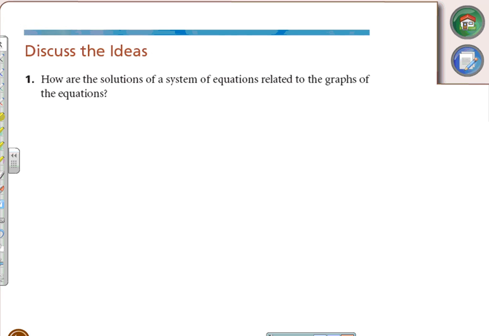Work through your discuss the ideas questions there, the two of them on page 396. It's also good to note that little paragraph there in the middle that's just saying, hey, if it's not factorable, use your quadratic formula. Don't forget about that. That's a method of solving. And you've also got your graphing methods to find the intersection points to help you through as well. All right, so do those discuss the ideas questions.